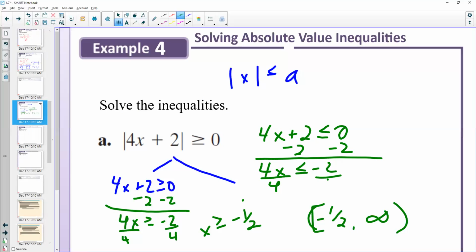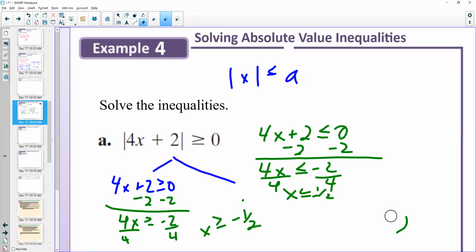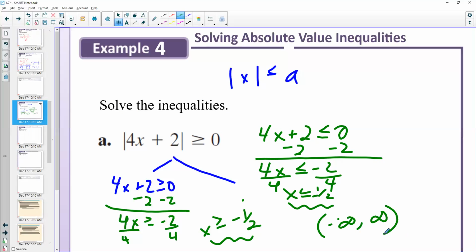Okay, because there's two parts to this. X is greater than, less than or equal to negative a half. So what happens here, my pen got ahead of my brain, is that x is greater than or equal to negative a half and it's less than or equal to negative a half, which means that it's really just going to go from negative infinity to infinity. Because if negative a half is included and it's going both directions, that's everybody, okay?